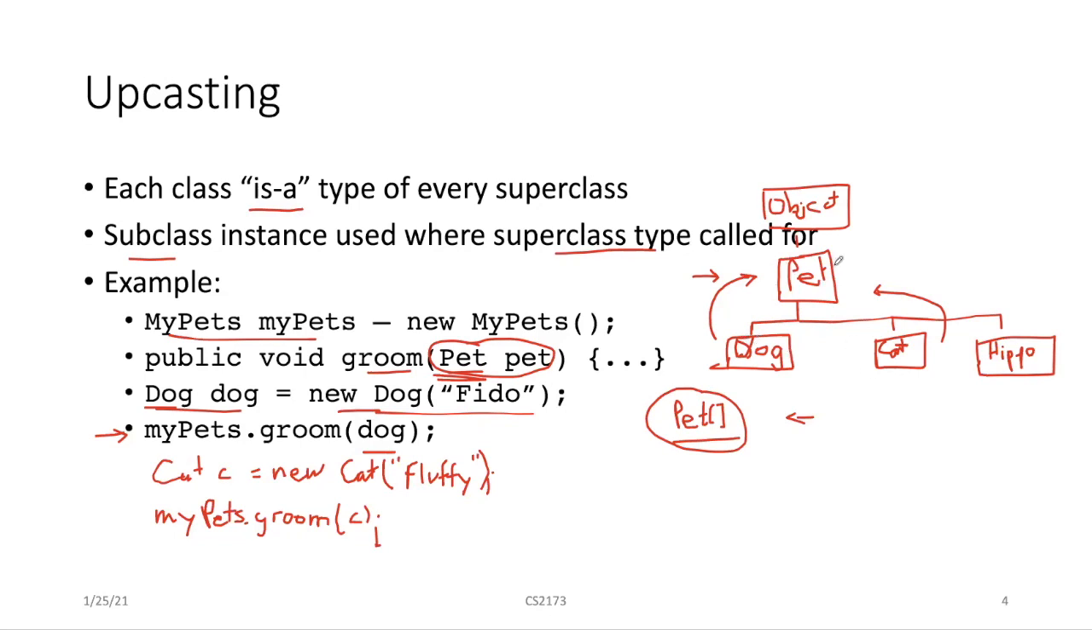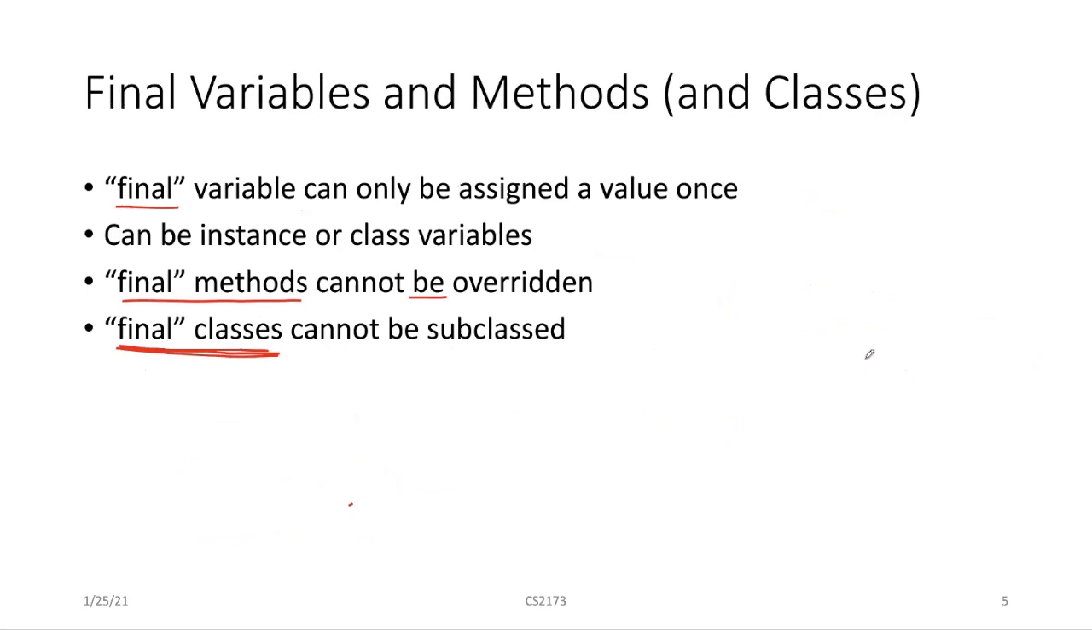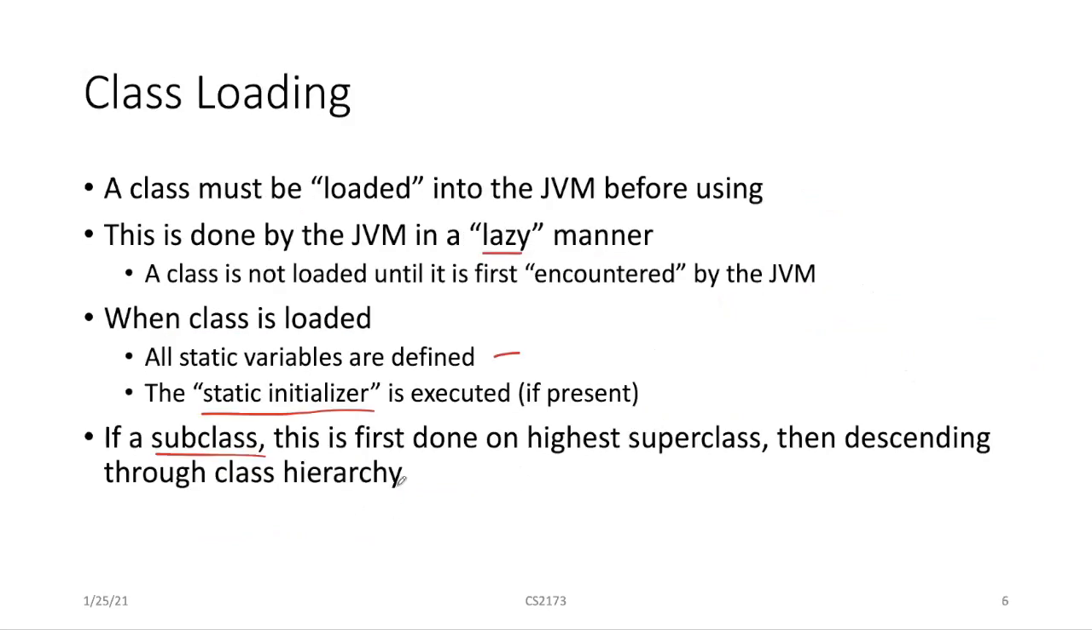If that's already been done, when it encounters cat, it will say, all right, cat, I haven't encountered you yet. What's your superclass? Pet. Okay, I've loaded pet already, so now I can go down and load cat. Just to understand what the virtual machine is doing on that.